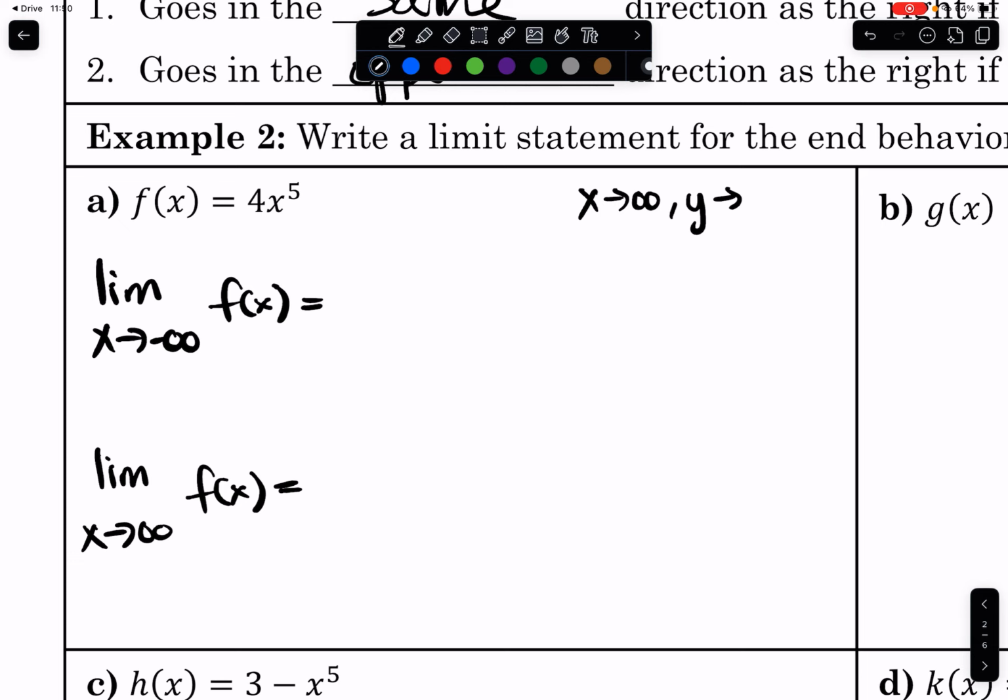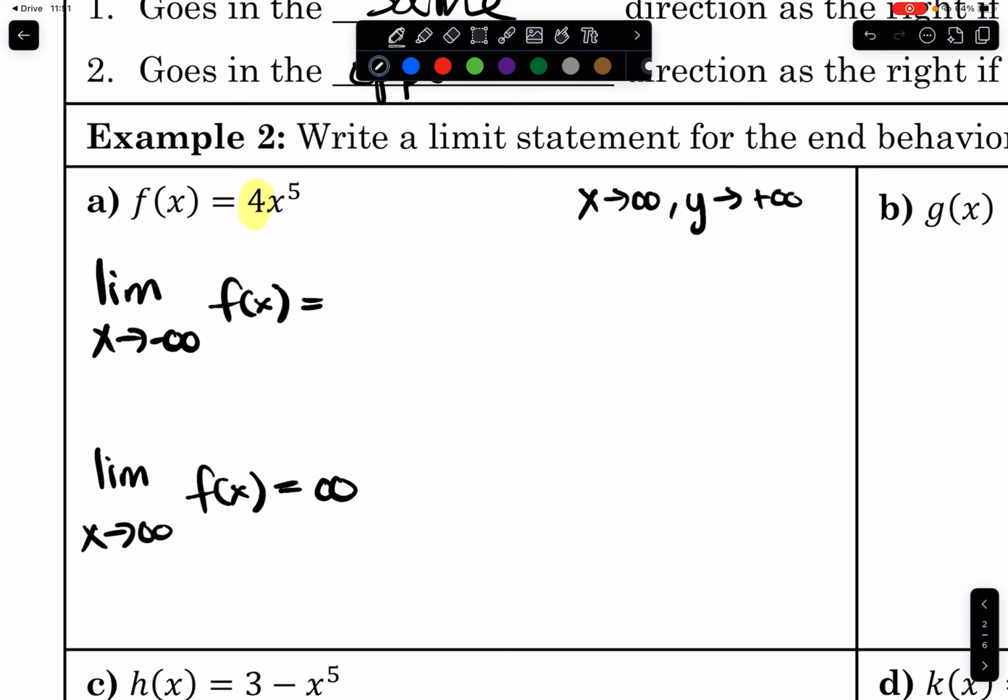Well, to determine that, all we have to do is look at the leading term, that number right there. If that number is positive, then the y values are going to go to positive infinity. That's it. So on the right side, your answer is going to be positive infinity.